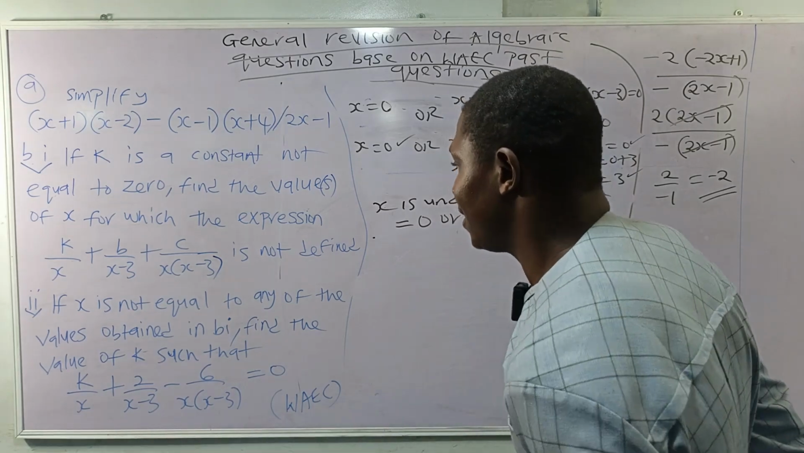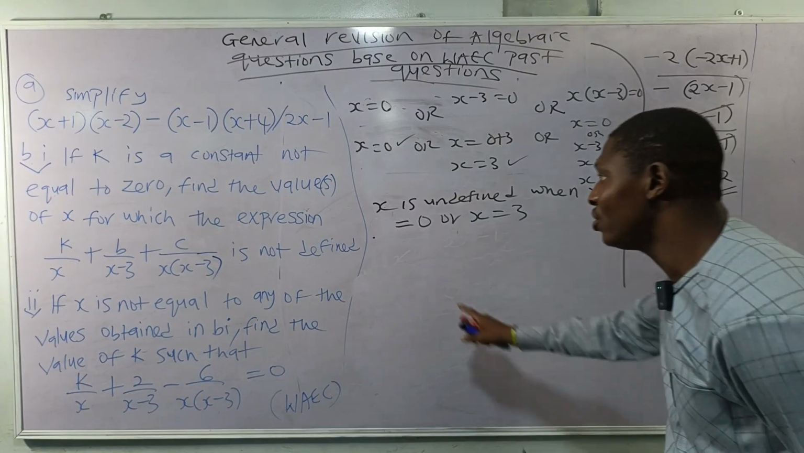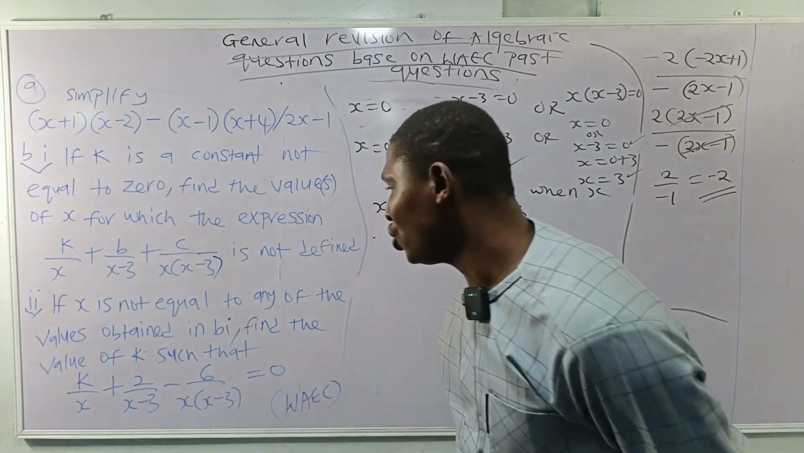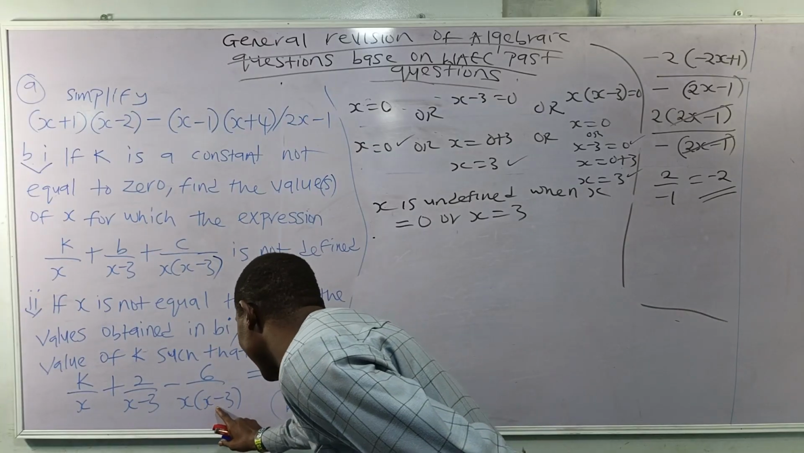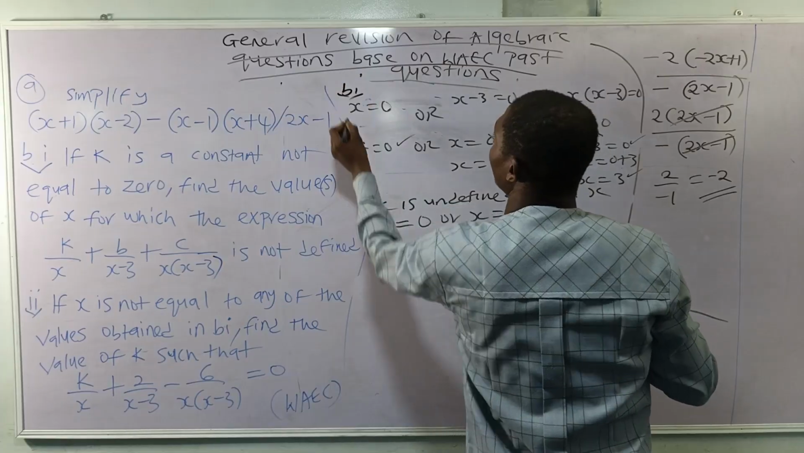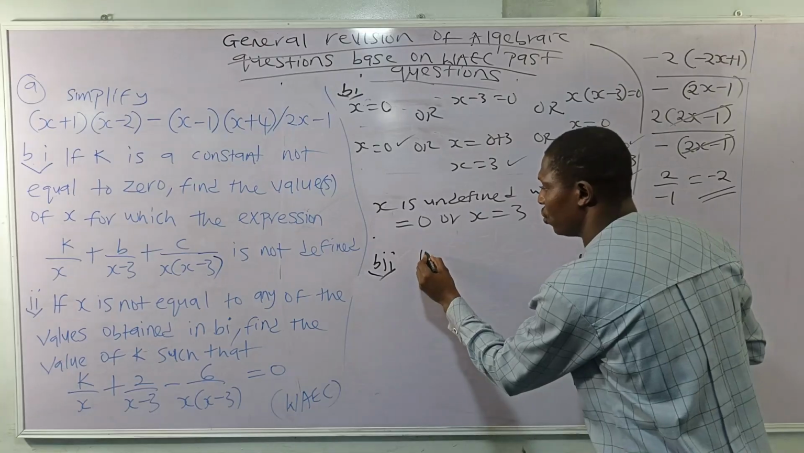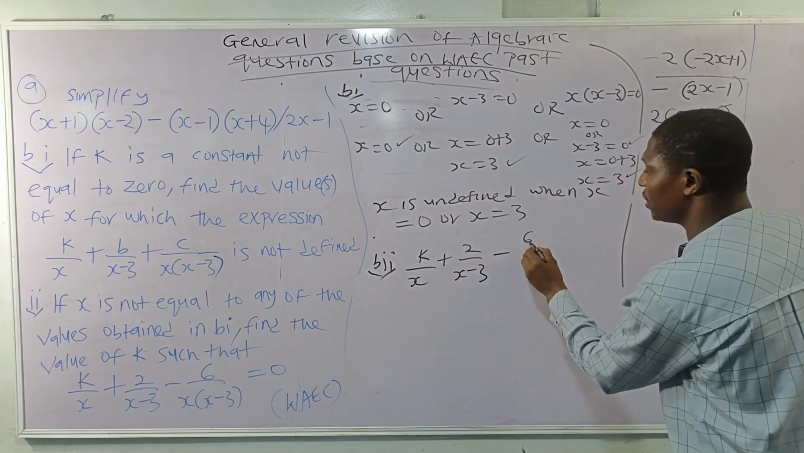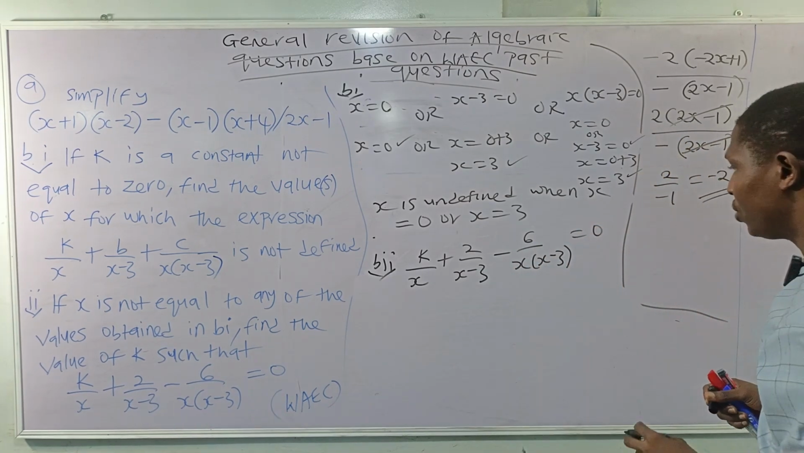So we have bii as well. They said if x is not equal to any of the values obtained in bi, that's to say x is not equal to 0 and x is not equal to 3, find the value of k such that k over x plus 2 over x minus 3 minus 6 all over x bracket x minus 3 is equal to 0. So this becomes our bii. How do we do that? We simply have the expression k over x plus 2 all over x minus 3 minus 6 all over x bracket x minus 3 equal to 0.